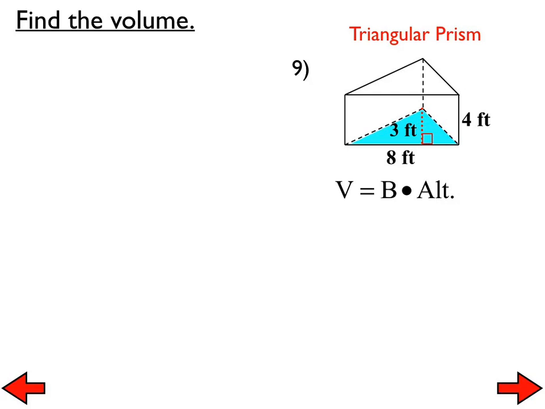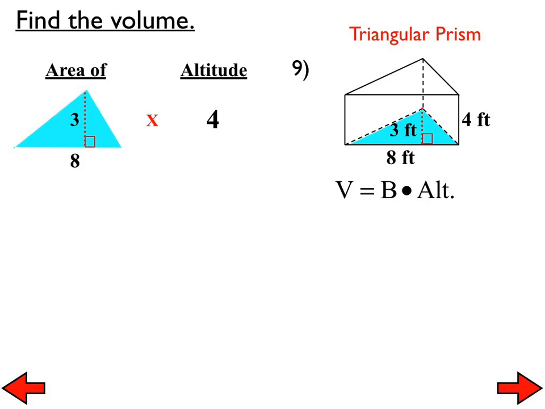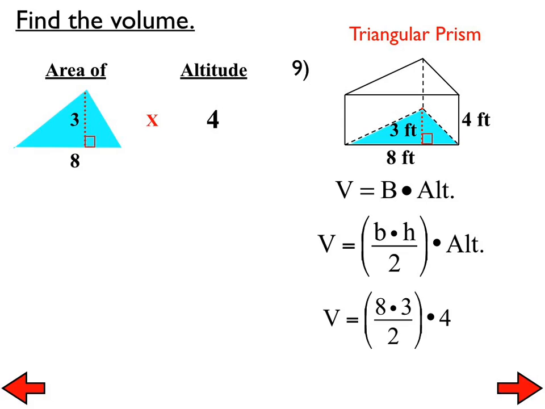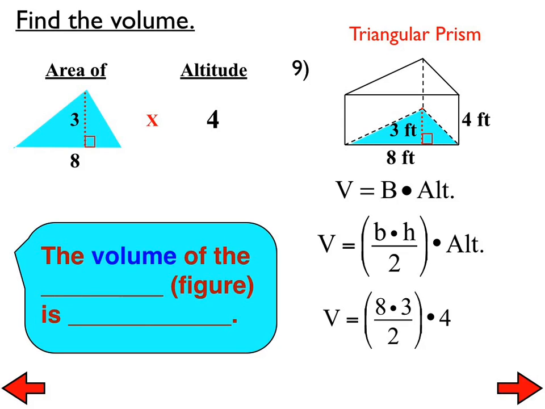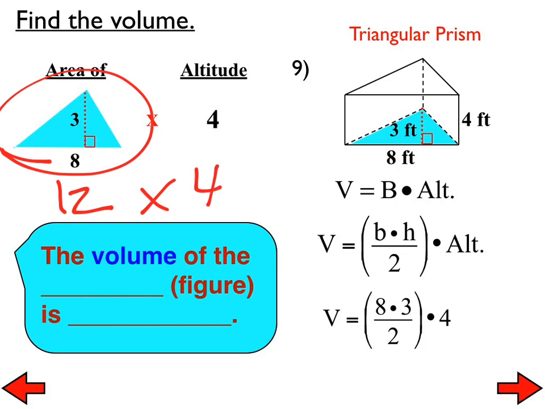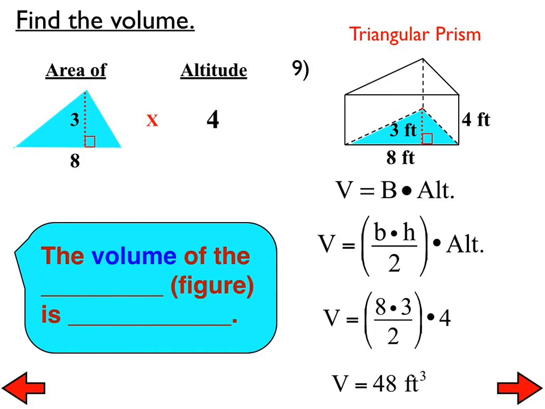Here we have a triangular prism. We have to find the area of that triangle that is the base, which has a base of 8 and a height of 3. And we have to remember to multiply the base times the height and divide by 2, because it's like it's half of a parallelogram. And so that would be 12 times 4. Remember, this is 12: 3 times 8 divided by 2, multiplied by the 4. So the volume of the triangular prism is 48 cubic feet. All right, finish this up with number 10.